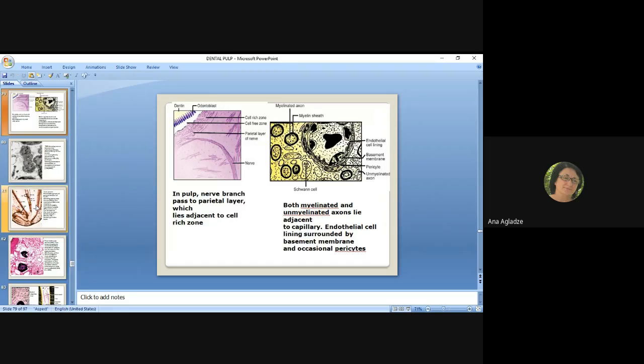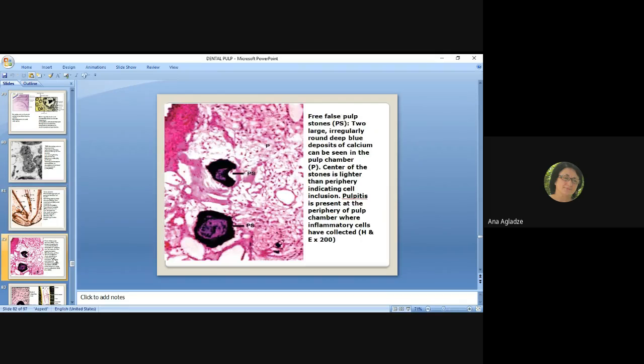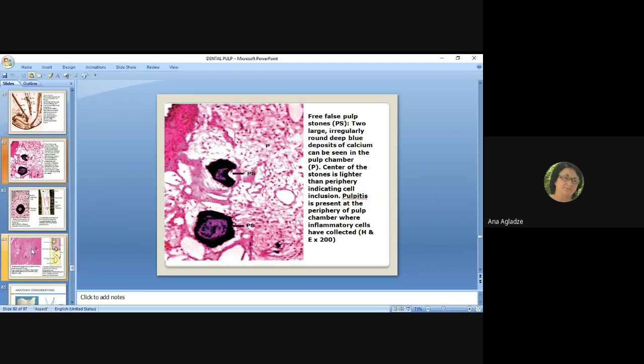These are nerve endings. Yes, you can see these denticles, these pulp stones here inside the root pulp. And here you can see this is a false denticle. The center of the stone is lighter than the periphery. That indicates that it can contain cell inclusions, and pulpitis is present in the periphery of the pulp chamber and the inflammation processes.